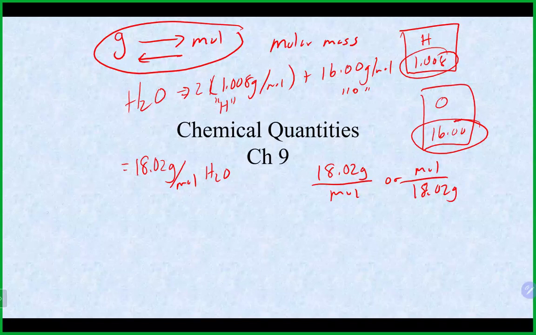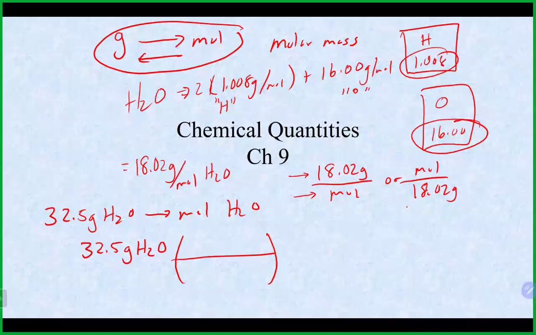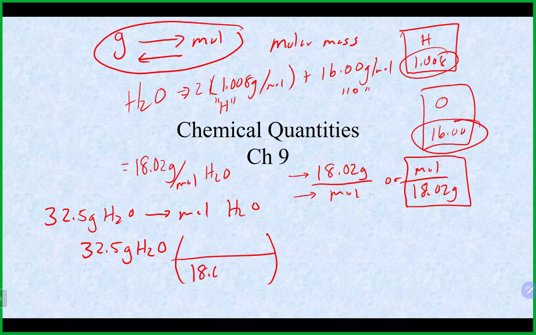So, if we had like 32.5 grams of water and want to know how many moles of water that was, we would set it up the dimensional analysis way. Usually when you calculate molar mass, the number always stays with the grams part, and it's always per 1 mole. And we would want to use, in this case, the conversion factor here on the right. That would give us 18.02 grams of water per mole of water. And that's going to get us there.